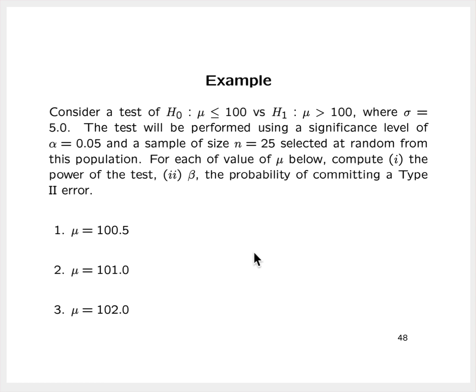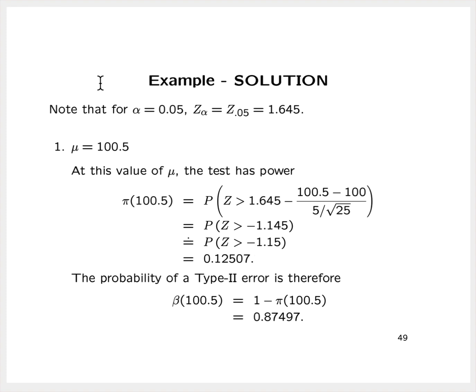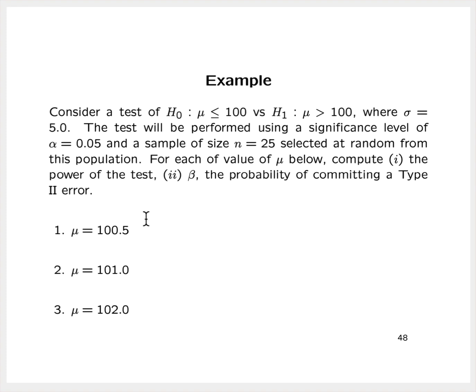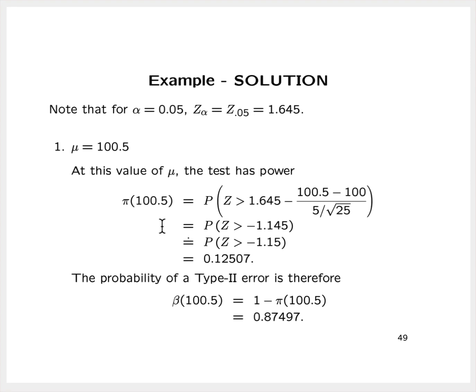So we're going to compute power and beta for 3 values of mu: 100.5, 101.0, and 102.0. When mu is equal to 100.5, the power of the test at that particular value of mu, and by the way, let me just point out, this is a right-tailed test, and so when mu is equal to 100.5, the alternative hypothesis is true, and so then we would hope to be able to reject the null hypothesis.